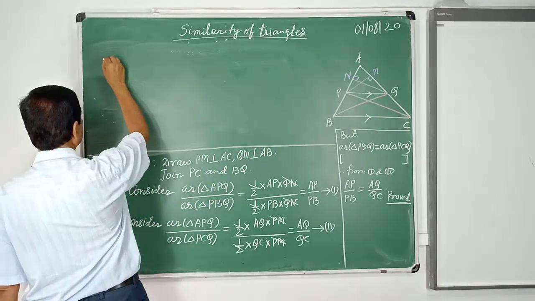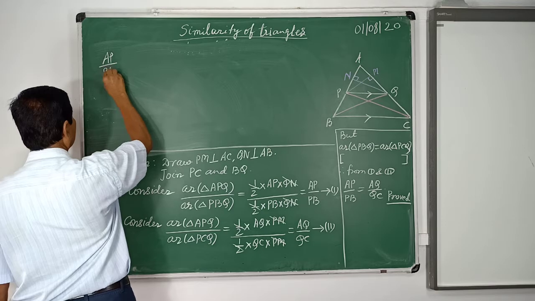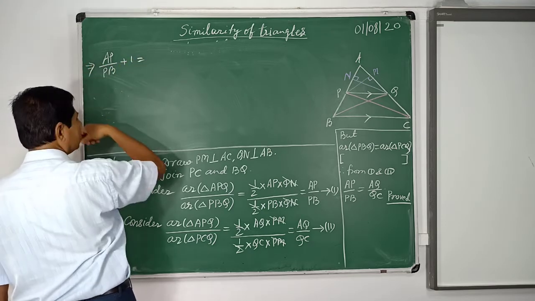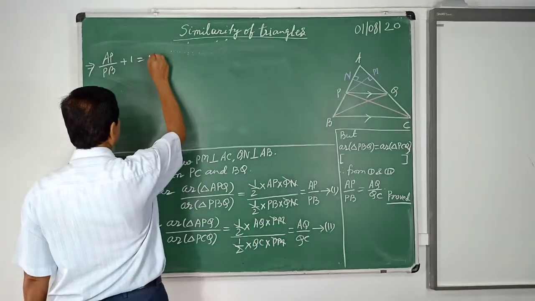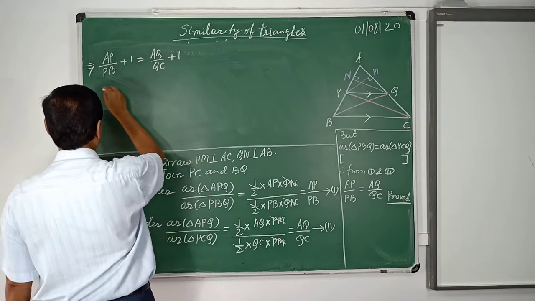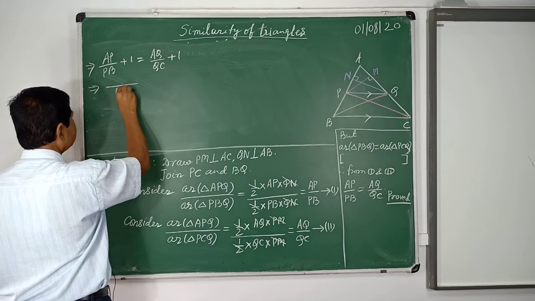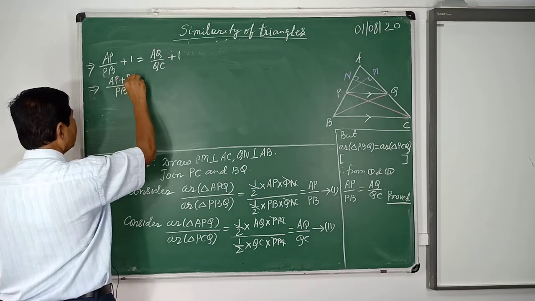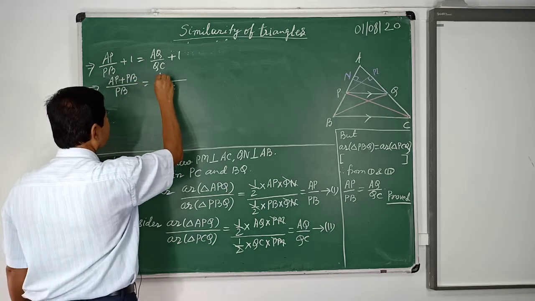Taking AP by PB plus 1 equal to, this implies you can write from this step AP by PB plus 1 equal to AQ by QC plus 1. Then taking PB as the LCM, this is AP plus PB equal to, here QC is the LCM, AQ plus QC.